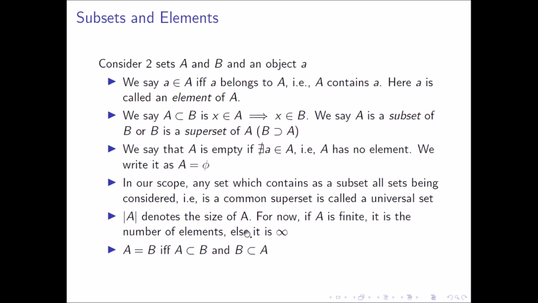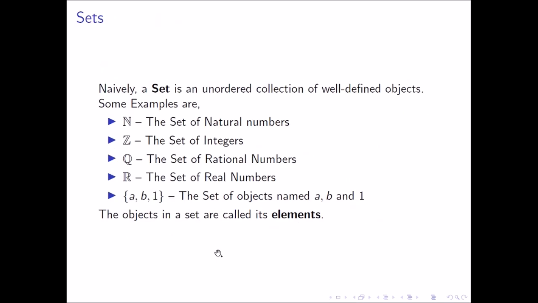For example, in our previous example, if you remember, {a, b, 1}, as there are three elements, we say mod of the set {a, b, 1} is 3. And R is infinite. Even N, all these sets are infinite. So we simply say that the cardinality is infinite for now.